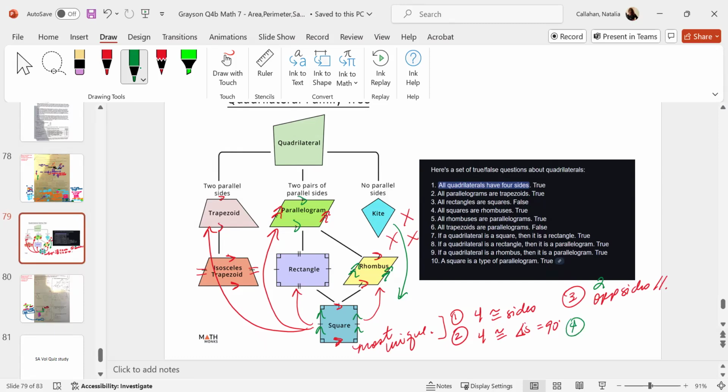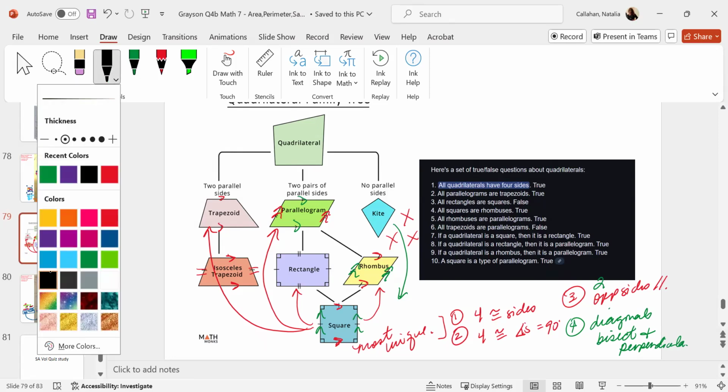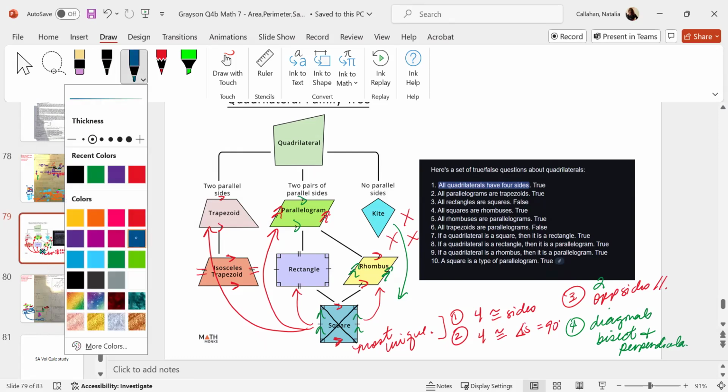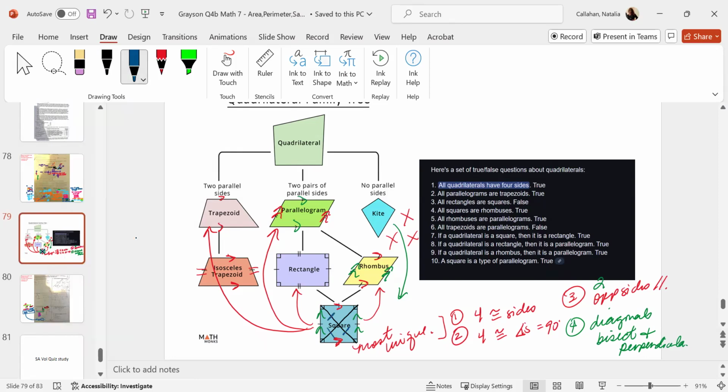And then also, square also has diagonals that bisect each other, and perpendicular. Any other ones that bisect each other and are perpendicular? And what I mean by that is, if you draw the diagonals here, bisect each other means that they're equal. Like this side is equal to this side is equal to this side. And they create 90-degree angles.